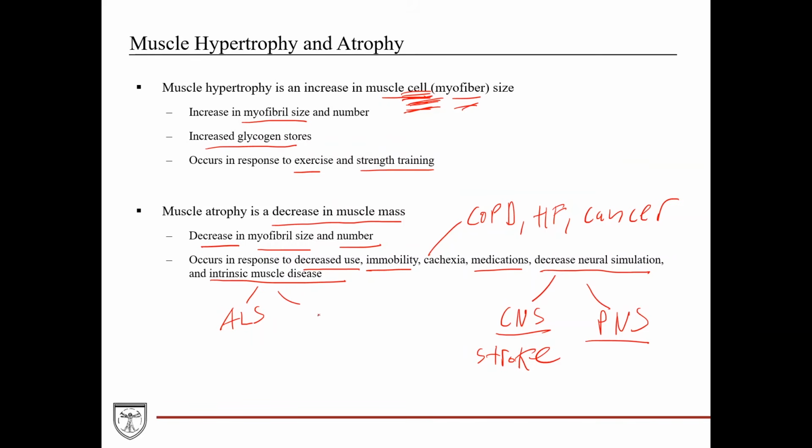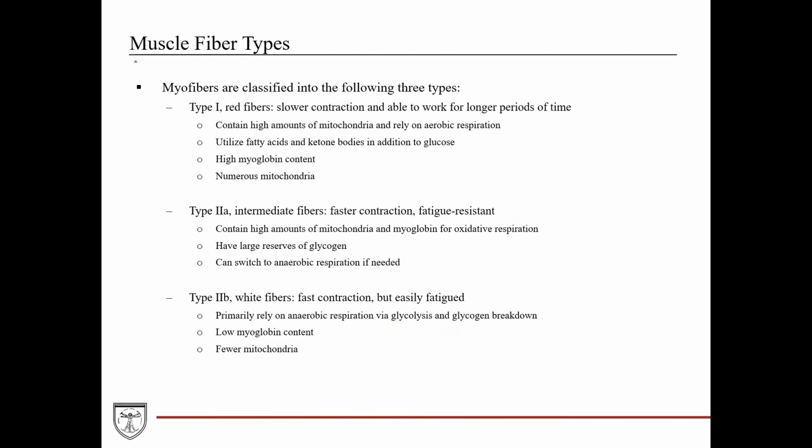You could also have Duchenne muscular dystrophy, which we'll actually talk about at the end of this lecture. This is a pediatric disorder or a genetic disorder that results in muscle breakdown. And so as a result, we can have breakdown within the muscle as well that can lead to disuse and atrophy. So muscle fibers, they're actually classified into 3 different types.